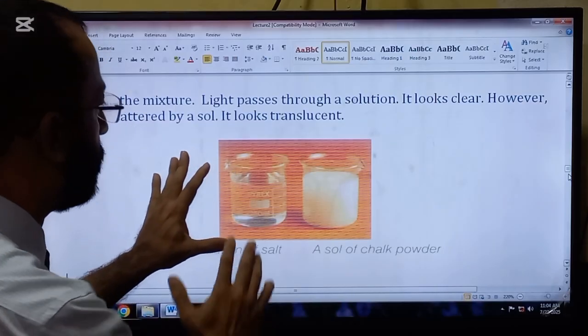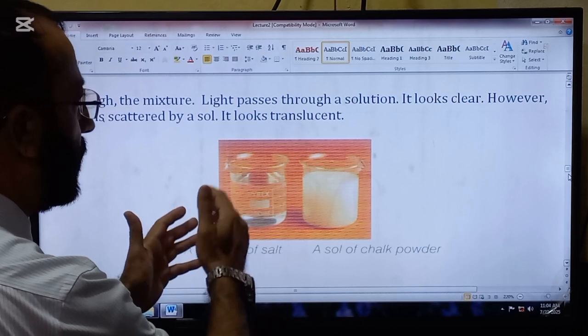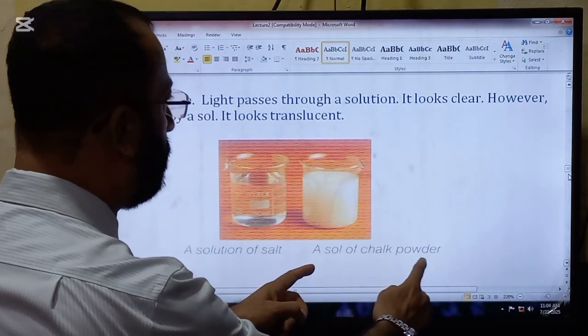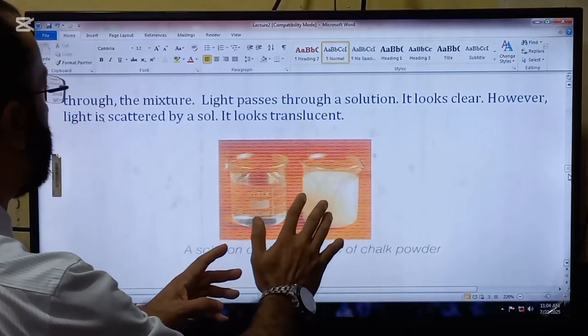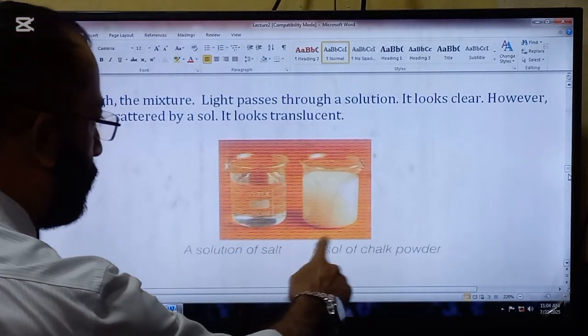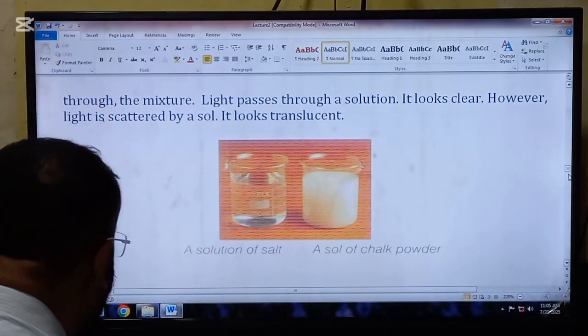The light passes through the salt solution and it looks clear. But here is a sol of chalk powder. So when light passes through it, it is scattered. So this is a sol. Chalk water is a sol and salt water is a solution.